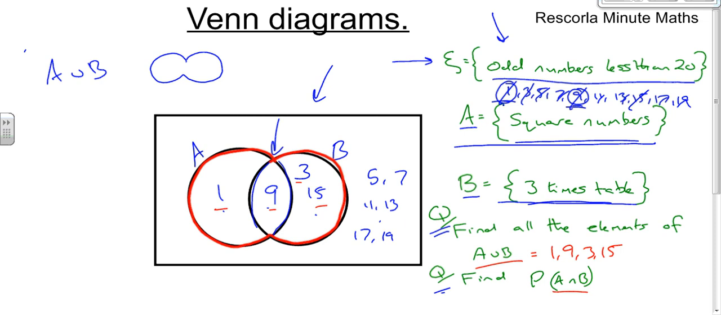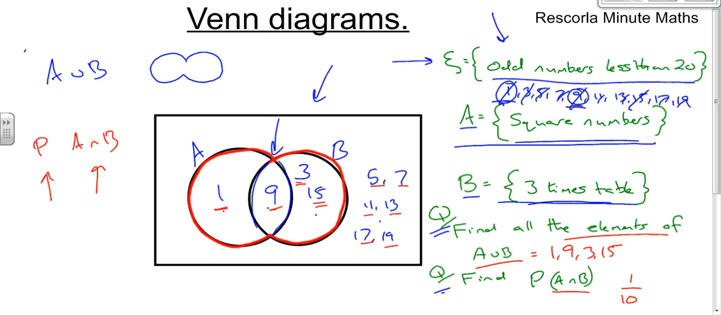Now the next one is P(A ∩ B). Now this ∩ means the overlap. So ∩ means like 'and', A and B. Now the only one that's in A and B is 9. However, this P on the outside means a probability. So if it means probability, how many numbers are in the overlap? That's 1. And how many numbers are there in total? There's 1, 2, 3, 4, 5, 6, 7, 8, 9, 10. So it's going to be 1 out of 10. So when it says probability, you've got to write it as a probability. If it says find all the elements, you've got to write down all the numbers that are in that part of the diagram.